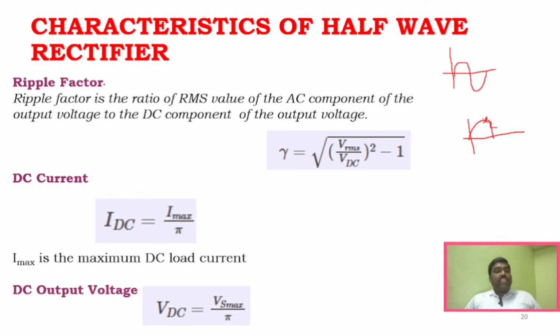And the ripple factor is the one which tells you the number of ripples in the output voltage. It can be defined as the ratio of the RMS value of the AC component of the output voltage to the DC component of the output voltage, right? It is denoted as gamma, where this is the formula for ripple factor. Another very important characteristic is the DC current, where the DC current here is the maximum load current divided by pi. Similarly, the DC output voltage can be denoted as Vm max divided by pi.